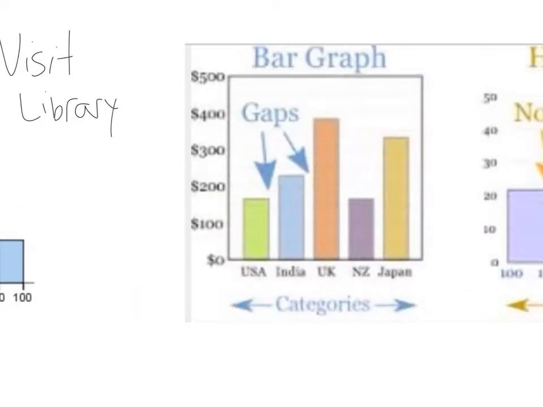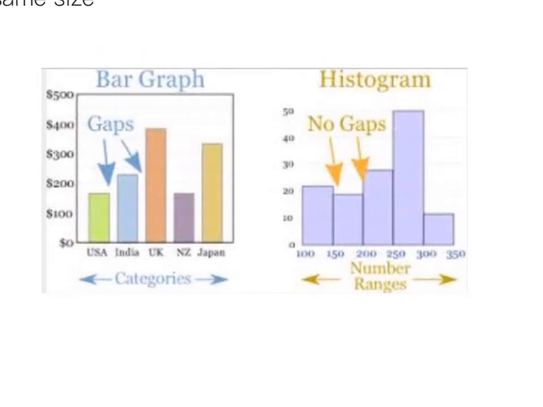Okay. Now, a difference between histograms and bar graphs is that in histograms we do not have gaps in between our bars, but in a bar graph you have gaps. And then also a bar graph really separates things by categories. So here you have like the USA, India, UK, New Zealand, and Japan. But here on our histogram, this x-axis, this bottom axis, everything is number ranges, right? So here is 100 to 149, and then you have 150 to 199, and 200 to 249, technically speaking.